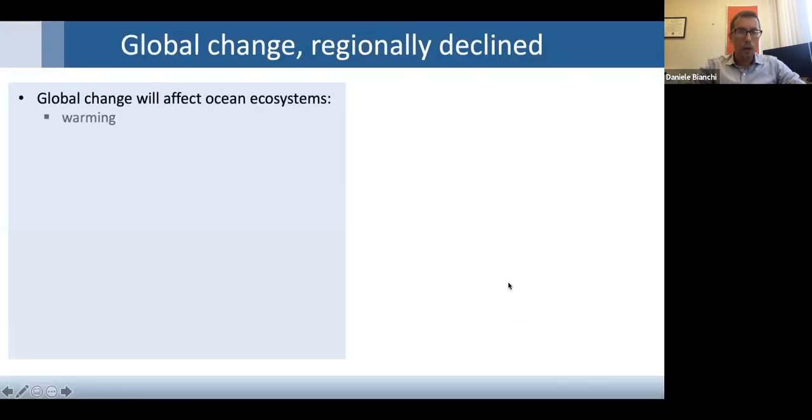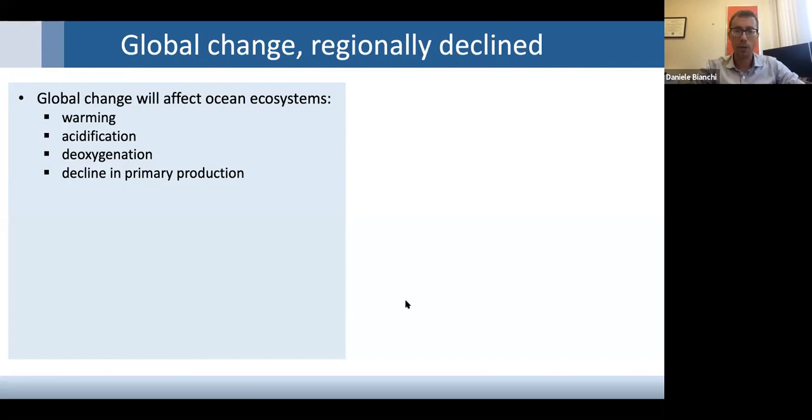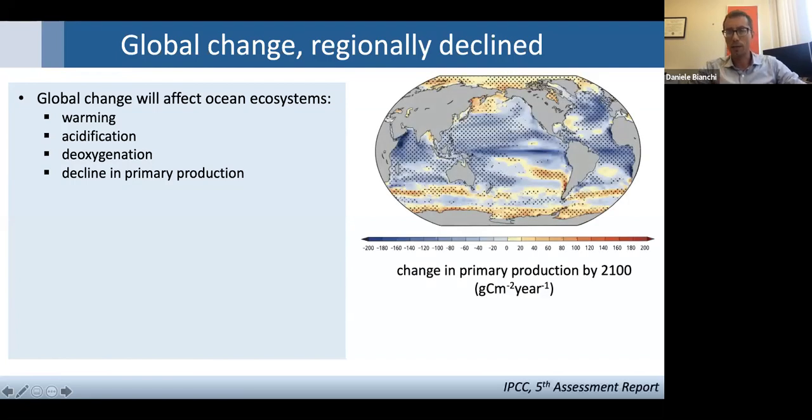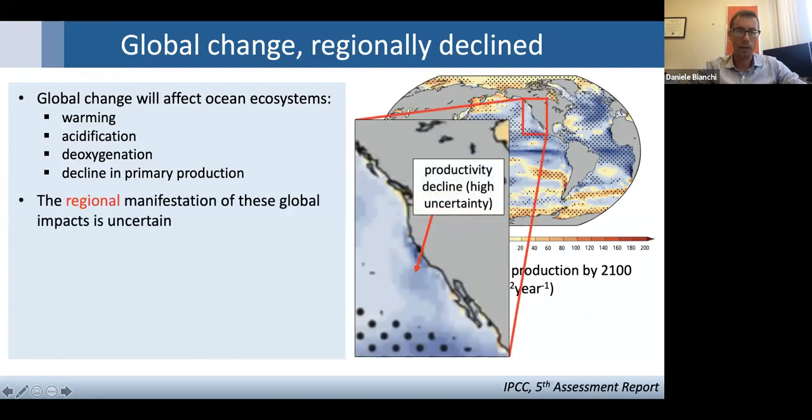Okay, I'm going to start a little bit with a global picture that Jim and Curtis have already introduced very well. We know that the ocean will be affected by global change, in particular warming, acidification, deoxygenation, and declining primary production. An example that I'm showing here is a projection of the change in primary production by the end of the century from the IPCC Fifth Assessment Report. Wherever you see blue colors, primary production is projected to decline by many models. The dots show where the models agree with each other. And really the point is that the regional manifestation of this global change is very uncertain. We think in the California Current productivity will decline, but the robustness of this projection is not very strong, and some of the models disagree with each other.